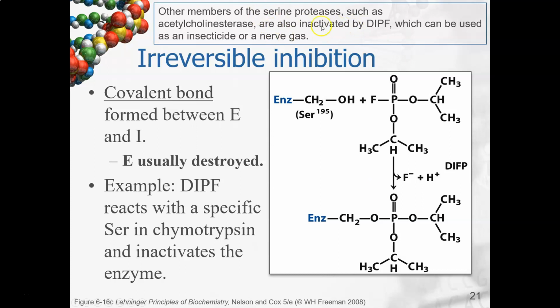This has been used as an insecticide. If you treat crops with something like this, you can interfere with nerve transmission of an enzyme called acetylcholinesterase, which has a mechanism very similar to chymotrypsin. But it can also be used in chemical warfare. So when you hear of various nerve agents, this is one of them. The reaction with the OH group on the acetylcholinesterase interferes with nerve transmission.